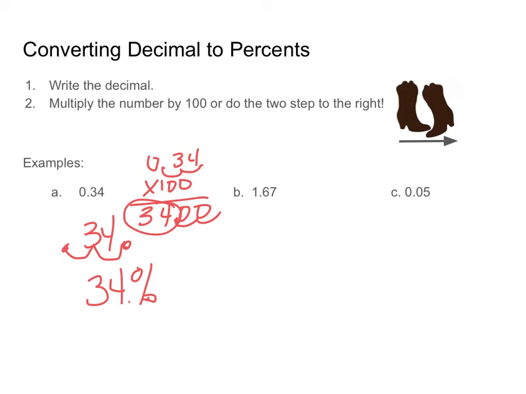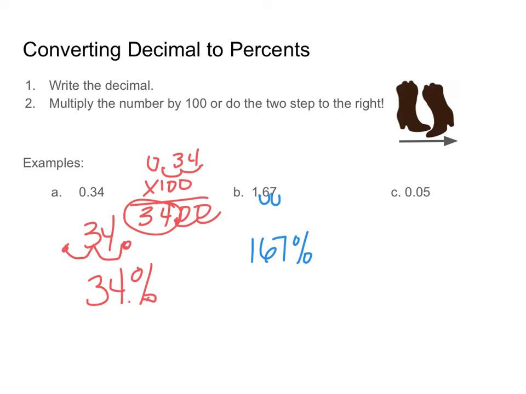So let's look at the next part. We have 1 and 67 hundredths. So again, all you're doing is the 2 steps. So your decimal is written out. You're just going to do 1, 2 steps. So that means it's 167%. And yes, a percent can be more than 100. It just means that it's more than one whole number. Because remember, 100 represents the whole number.